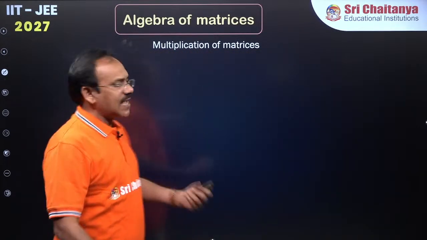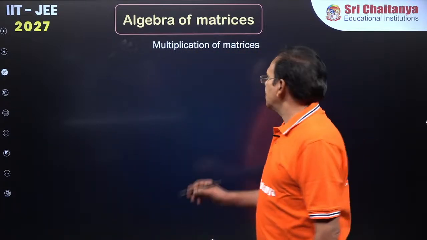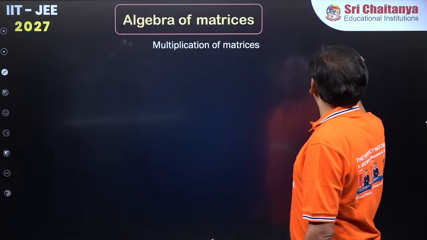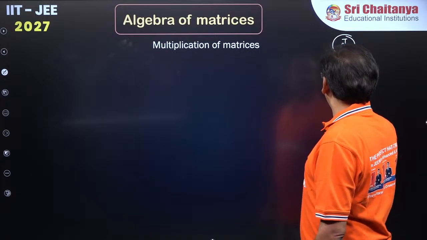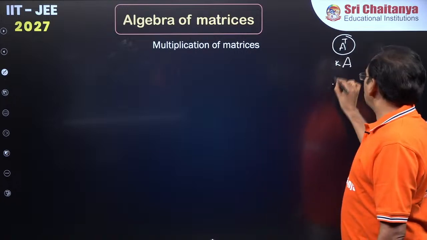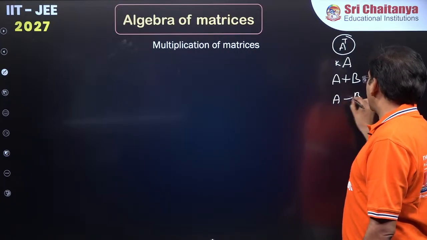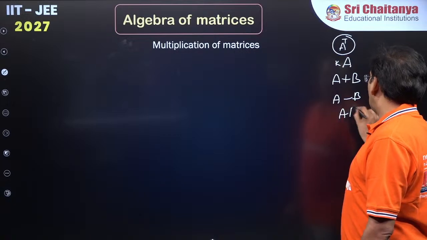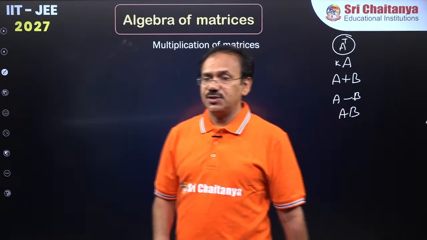So let us have certain important observations. By this time, dear students, you have seen how to find the transpose of a matrix, how to multiply a matrix with a number, how to add two matrices of the same order, how to subtract two matrices of the same order, and how to multiply two matrices. These skills and definitions you have seen.